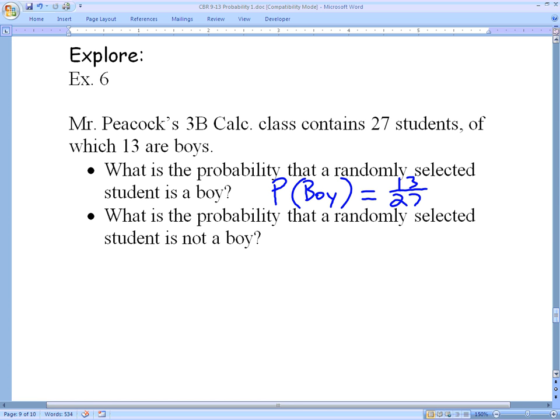Now, 13 is slightly less than half of 27. So this is a slightly less than likely chance of the randomly selected student being a boy, though it's very close to equally likely.